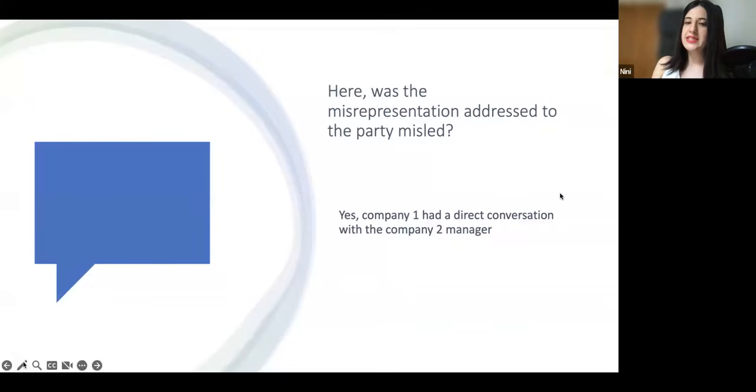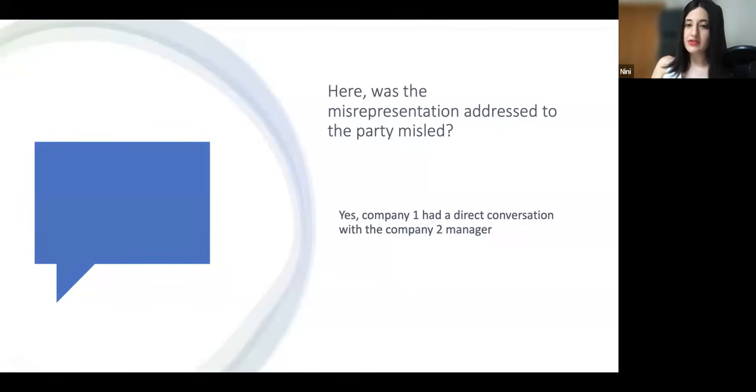Here, was the misrepresentation addressed to the party misled? So don't forget to always refer back to the facts of the case after you discuss each principle. Refer back to the facts of the case and apply it. Apply the law to the facts of the case after every single principle, every single case.